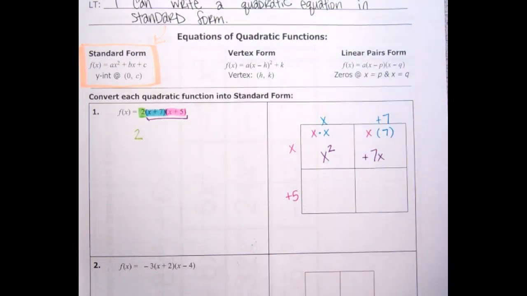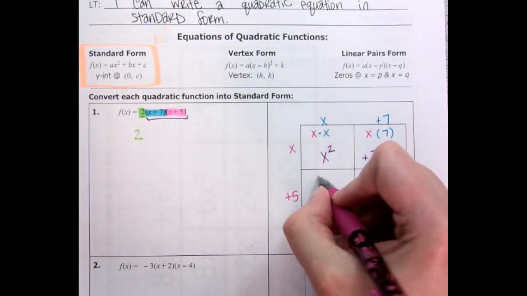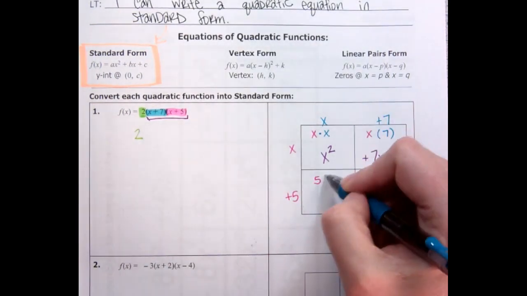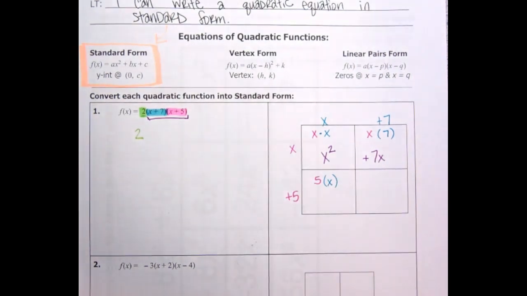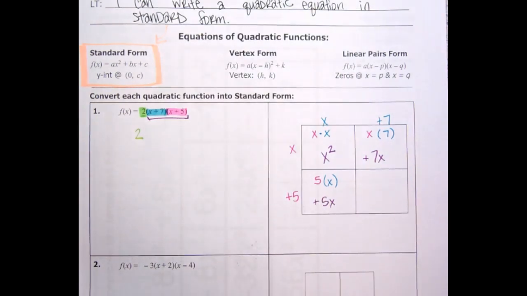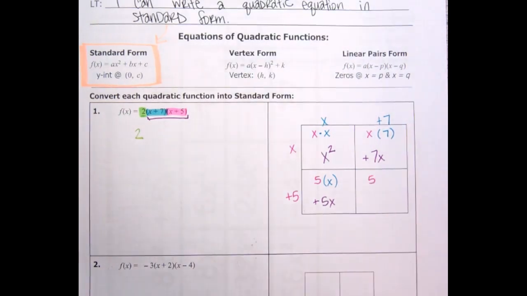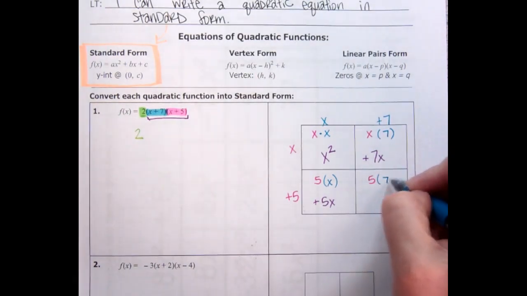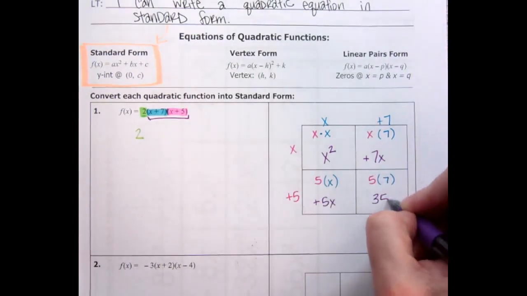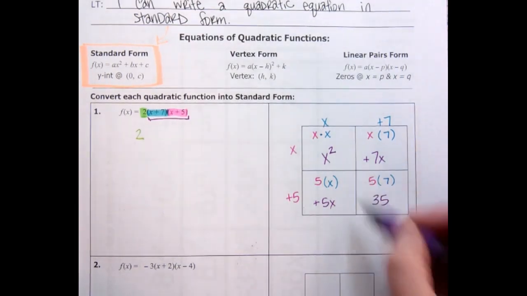If you want, you can put the positive out in front, or you can leave it without. Okay, this is a positive 5 times x. So 5 times x is 5x. It is positive. If you want to put the positive out in front, you can. And this is a positive 5 times a positive 7. 5 times 7 gives me 35.